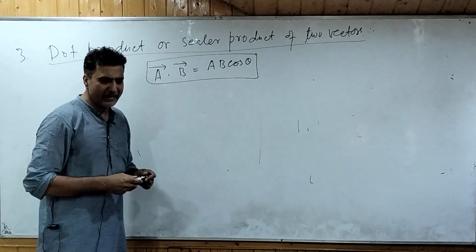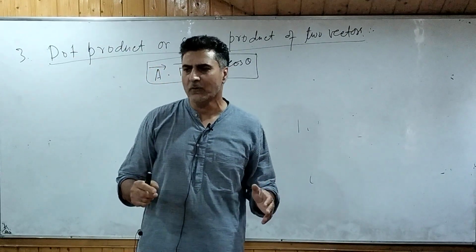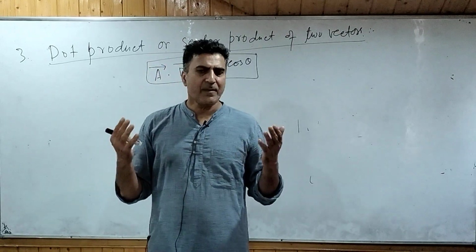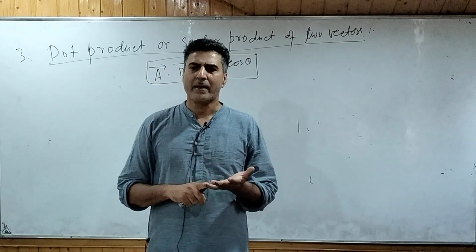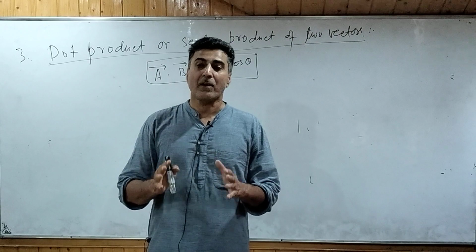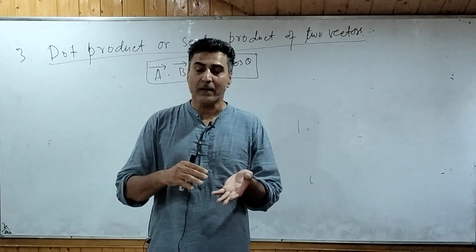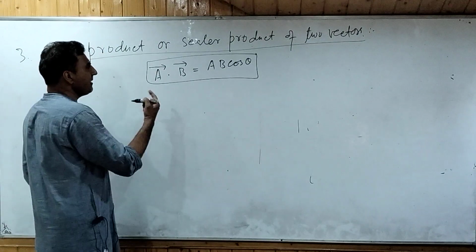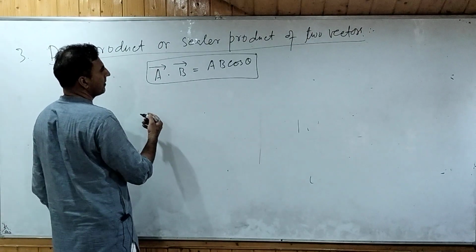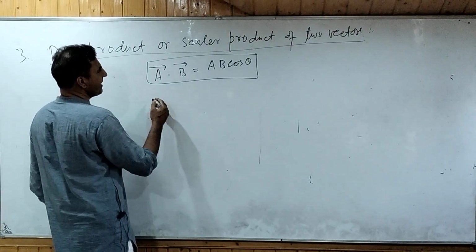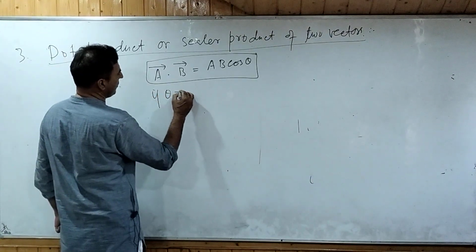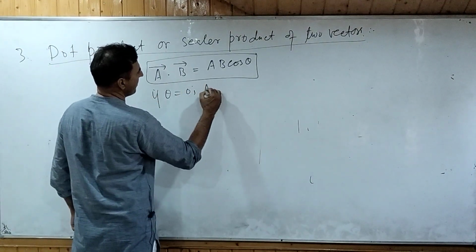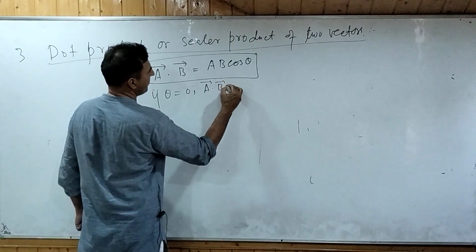We have to always remember the definitions. So again, I must tell you, the dot product of two vectors is a product of magnitude of A, magnitude of B, and cosine of angle between those two vectors. Okay. By this definition, if theta is 0, what should be A dot B? A dot B should be AB.